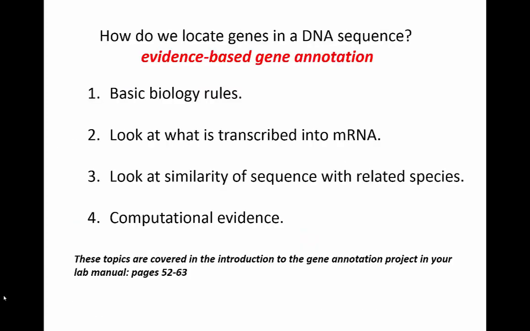We're going to locate genes based on evidence, and the evidence that we will use takes four forms. So first of all, we're going to look at following basic biology rules in order to locate genes. Second, we're going to look at what has been transcribed into messenger RNA. Third, we'll look at similarity of sequence with related species, and then we'll also look at computational evidence. This information is all going to be in the introduction to the gene annotation project in your lab manual.